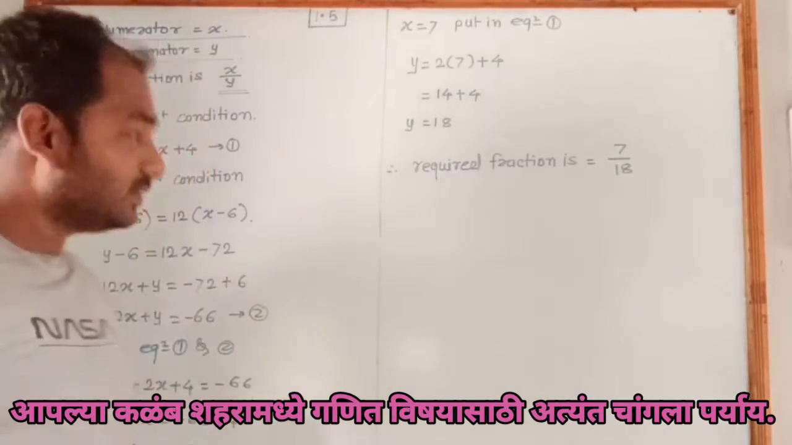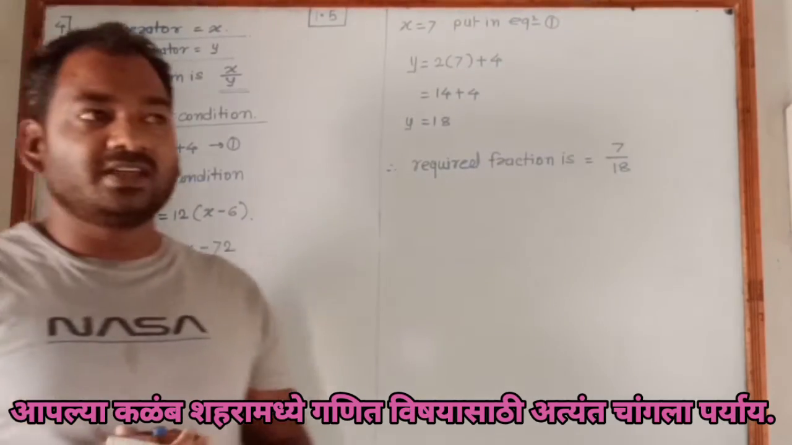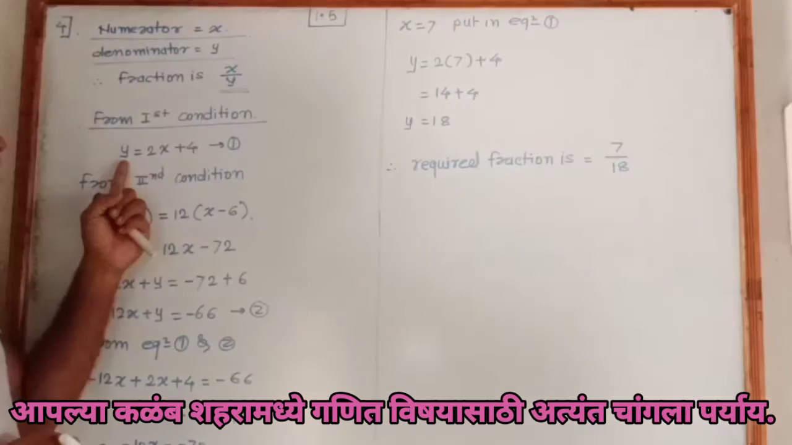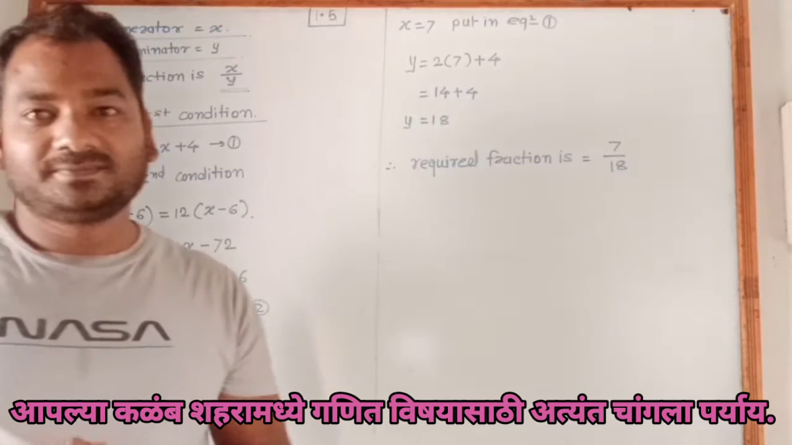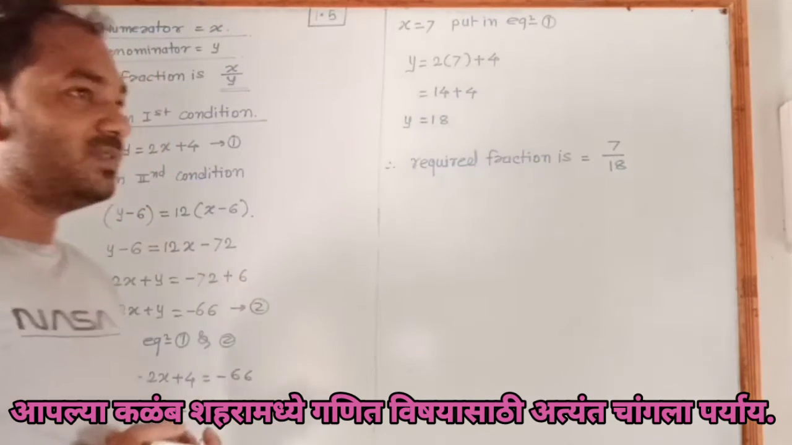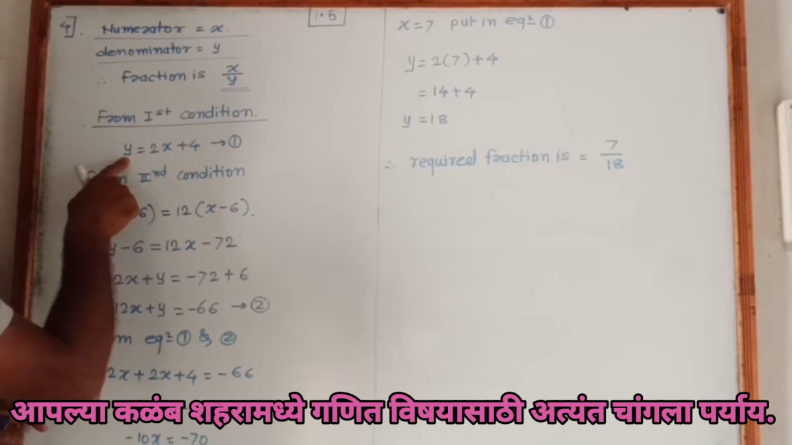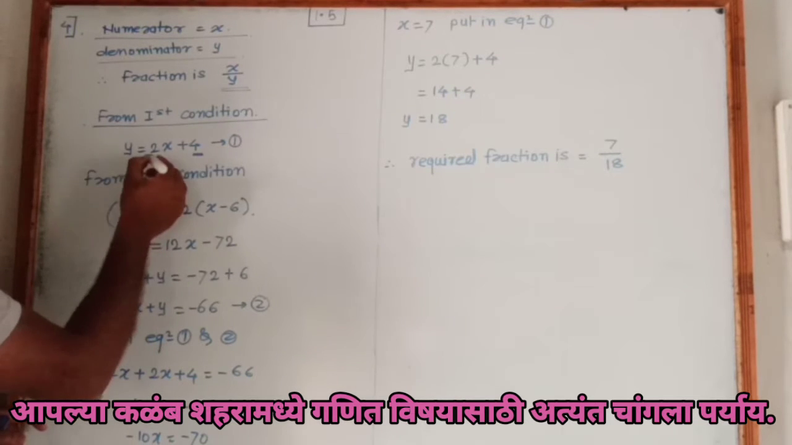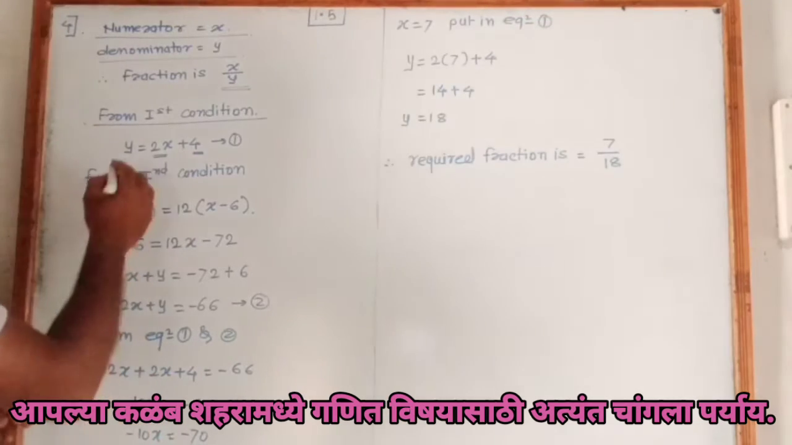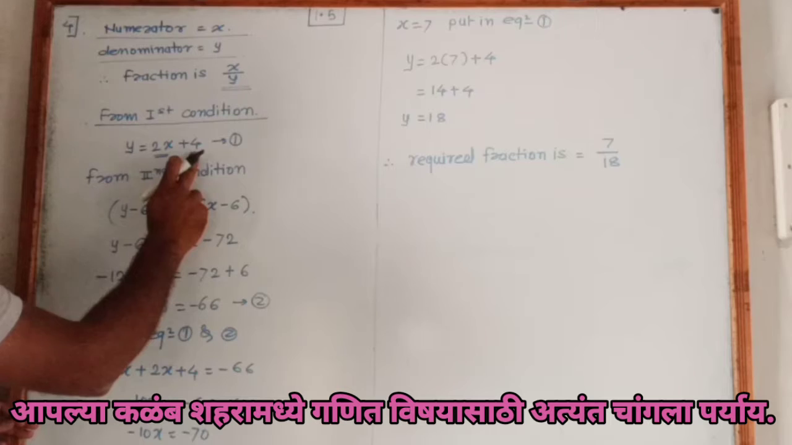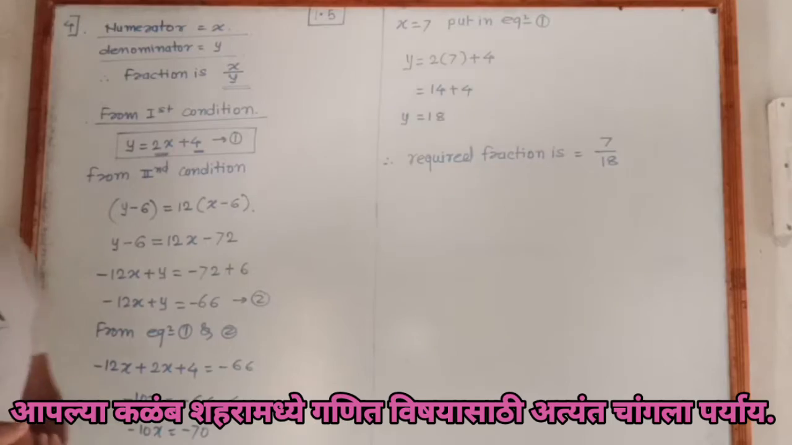Now, we have the first condition here. What is the first condition given? The denominator of a fraction is 4 more than twice its numerator. From this condition, the denominator is y, and this y is 4 more than twice its numerator. So we have the equation y is equal to 2x plus 4, equation number 1. This is our first equation.